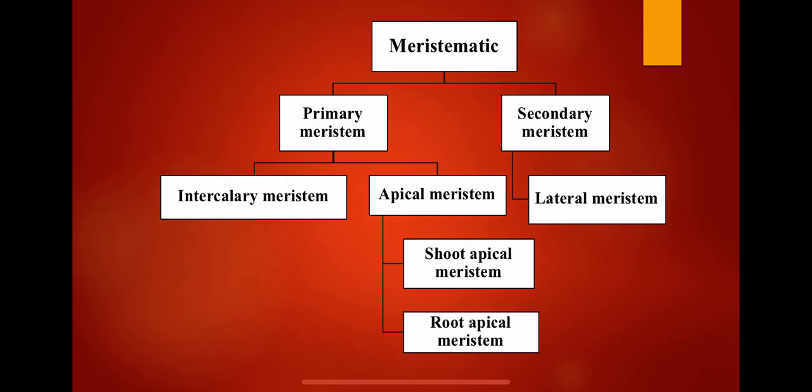Next are the types of meristematic tissue. Meristematic tissue has two types, primary meristem and secondary meristem. Primary meristem is subcategorized into intercalary meristem and apical meristem, and secondary meristem into lateral meristem. Apical meristem is again divided into shoot apical meristem and root apical meristem. Let us study one by one.